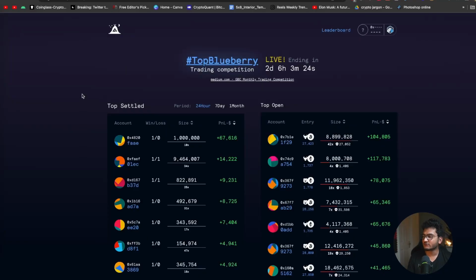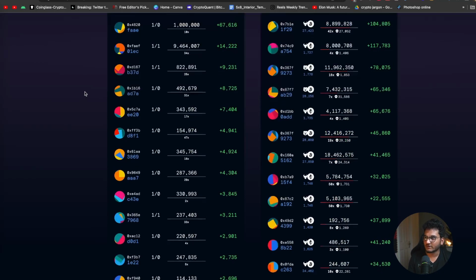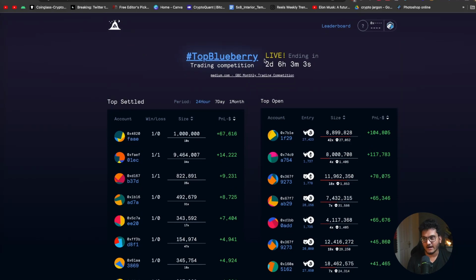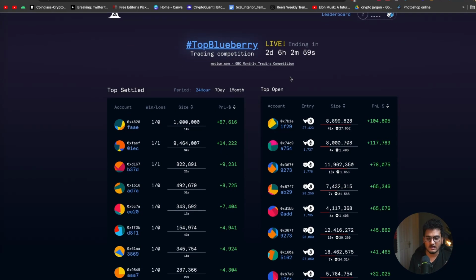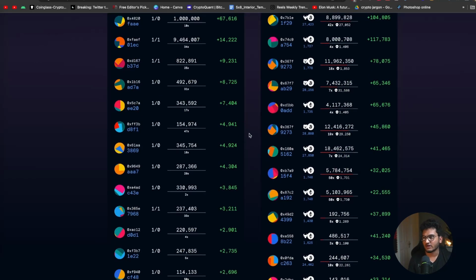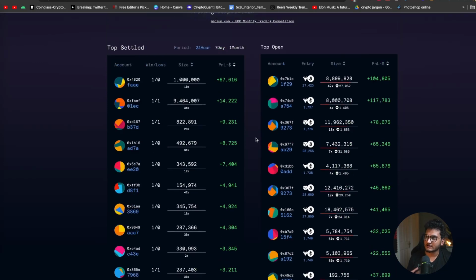So we are going to start with GMX leaderboard. What is GMX leaderboard? Basically it's an exchange where a lot of people are trading right now, and on this leaderboard you can track which is the largest open position right now, which is the top settled position right now, and what are these traders looking for. Are they long or are they short? So let's take an example.